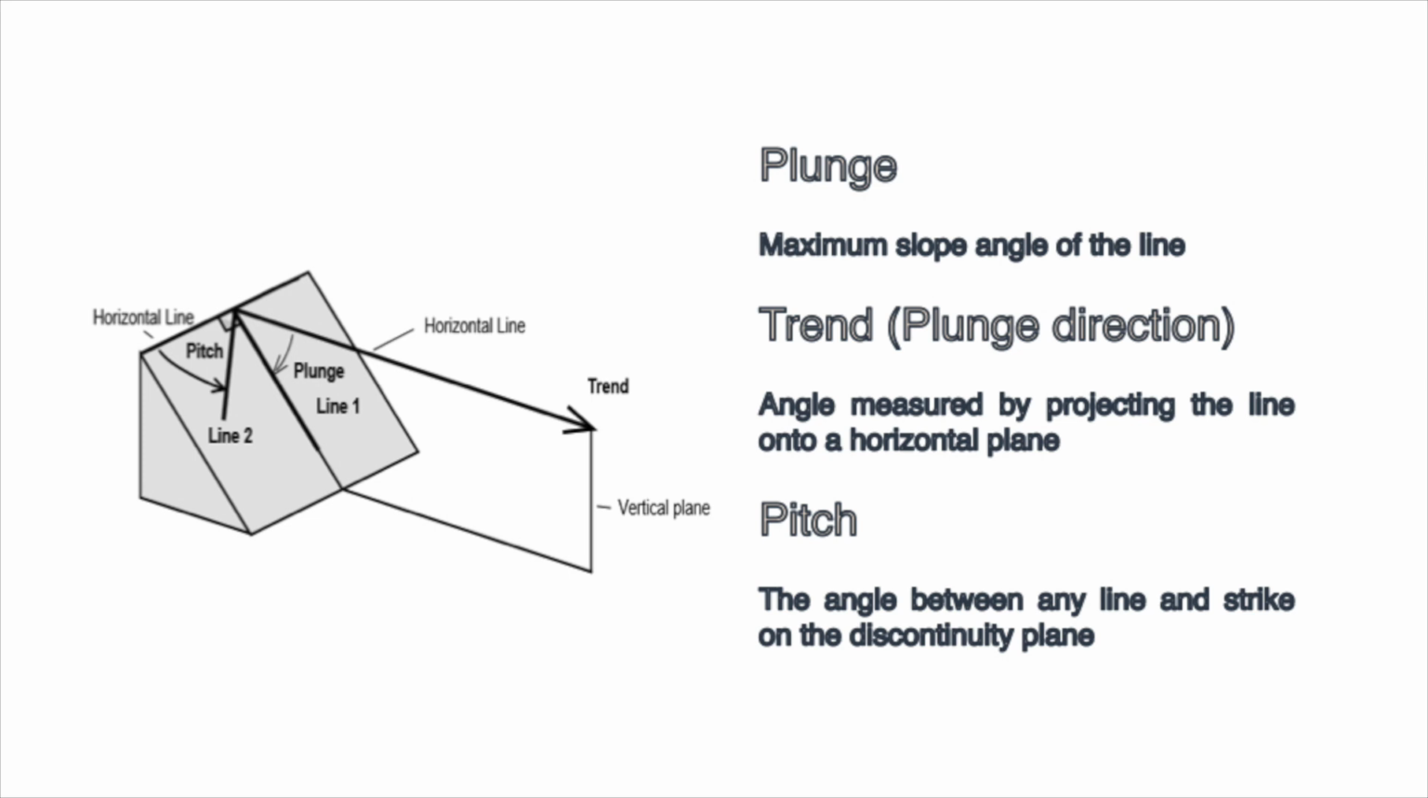Next, trend refers to the angle measured clockwise from north after projecting the line onto a horizontal plane. This corresponds to the direction of inclination of the discontinuity plane. Lastly, pitch is the angle between an arbitrary line on the discontinuity plane and the strike.